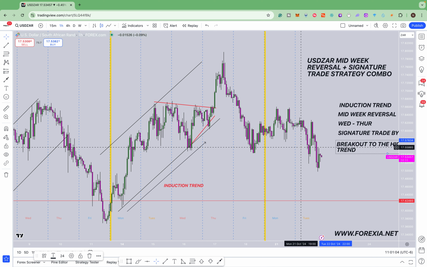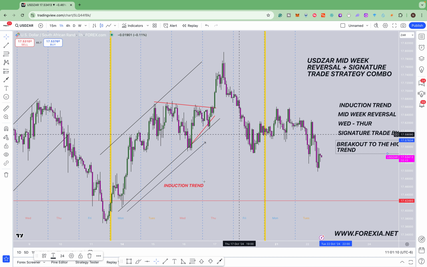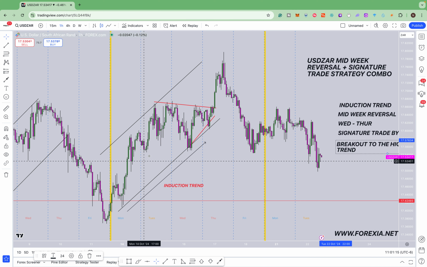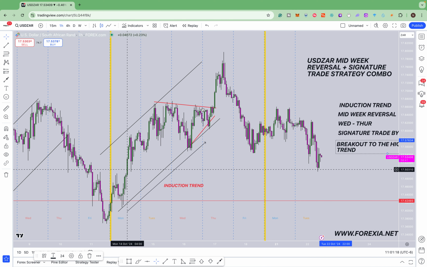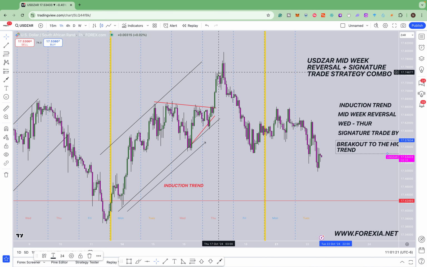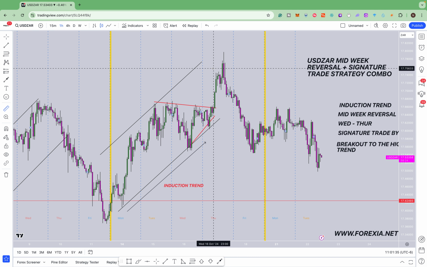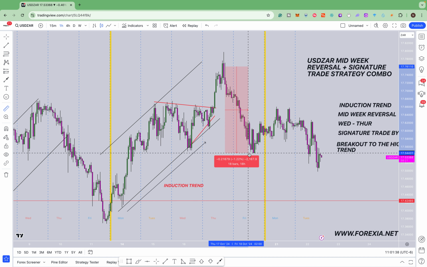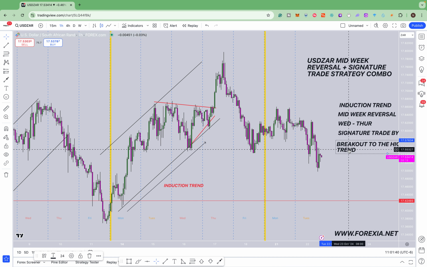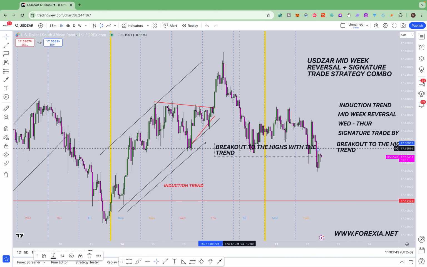So we are looking at, this is October 22nd, 2024. We're looking at this in almost real time. So this was the last week, the previous week. We had a perfect example of this induction trend, wedge, breakout, signature trade to the highs of the week, and then a reversal off of those highs for that midweek reversal. So using all of this in combination, if you caught the trade at the highs right here, this was a 200 plus pip reversal. So let's say it was about 216 pips.